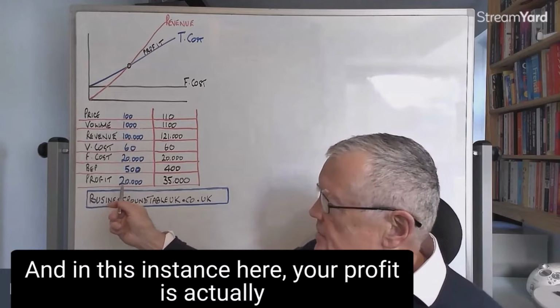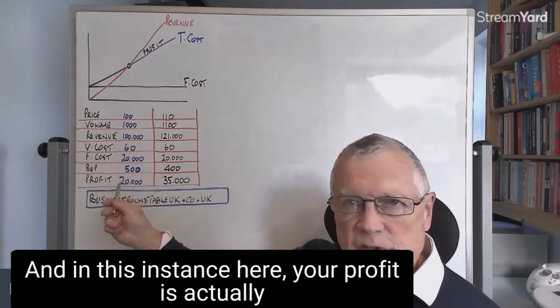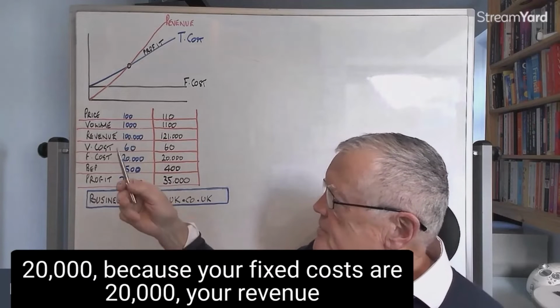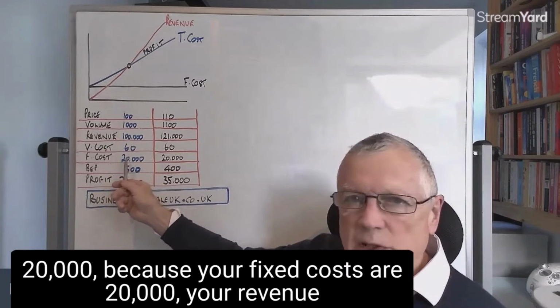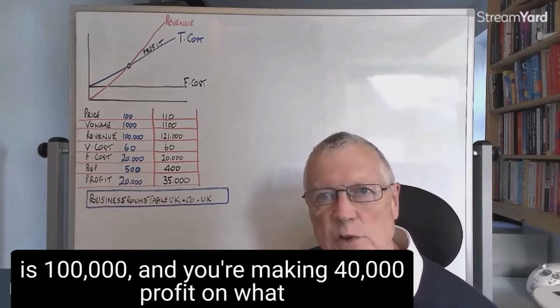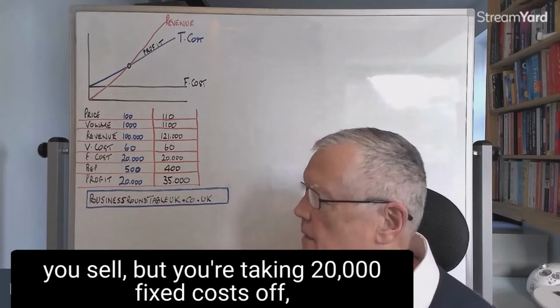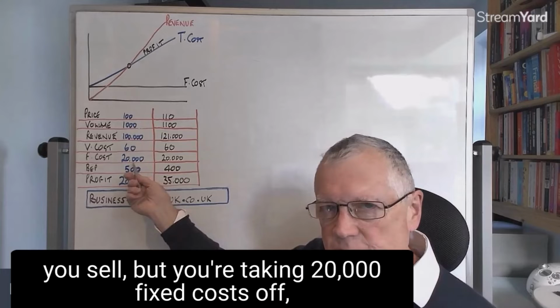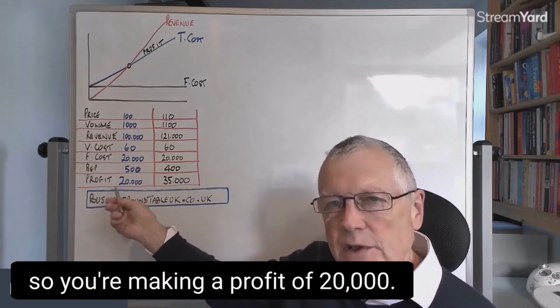And in this instance, your profit is actually 20,000. Your revenue is 100,000 and you're making 40,000 profit on what you sell, but you're taking 20,000 fixed costs off. So you're making a profit of 20,000.